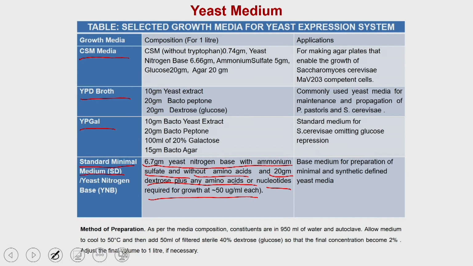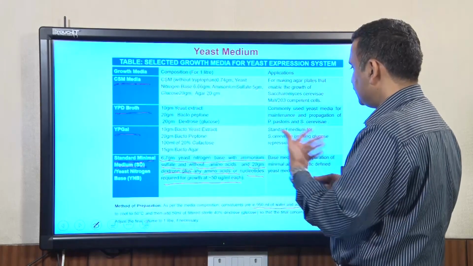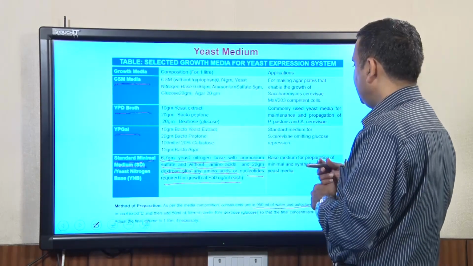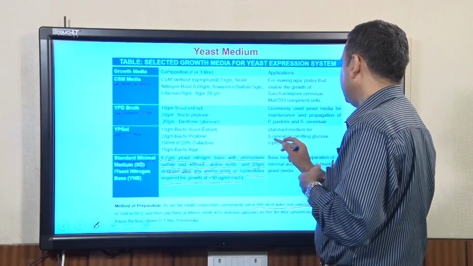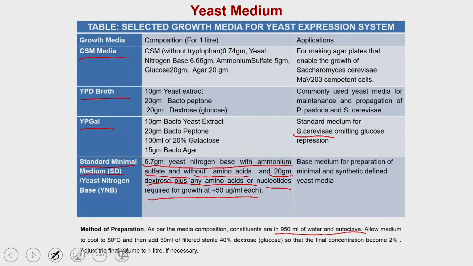The preparation of the yeast media is exactly the same as it was for the microbiology media. You have to prepare the media composition, weigh, and then dissolve these constituents in 950 ml of water and autoclave. You have to follow exactly the similar steps we have already discussed in the preparation of microbiology media, and that is how you can use these media for propagating yeast such as S. cerevisiae and other yeasts.